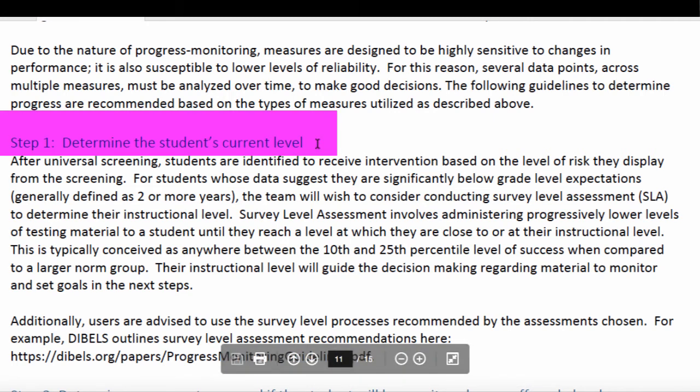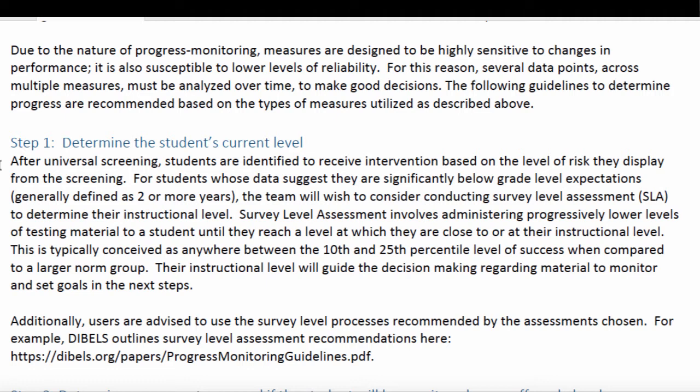So the first step is always to determine what is the student's current level of performance. For some students, this could be their universal screening data, but for others that show they are significantly below grade level, this is typically 2 or more years below grade level, we want to conduct something called survey level assessment. Some people call this back testing. This is in order to find their instructional level.